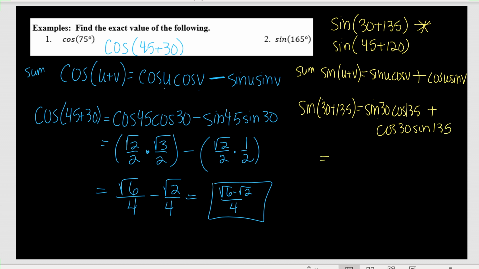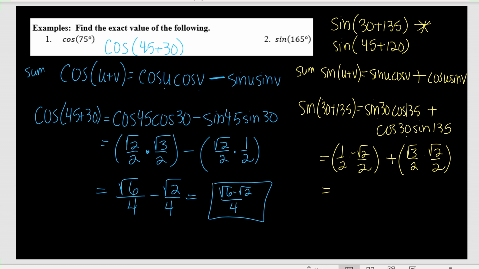Okay, so sine of 30 is, we just did that one, 1/2. Cosine of 135 degrees is negative square root 2 over 2. Plus cosine of 30, we just did that one in the previous example, it's the square root of 3 over 2. And sine of 135 is positive square root 2 over 2. Again, those are our x and y coordinates at 30 degrees and 135 degrees.